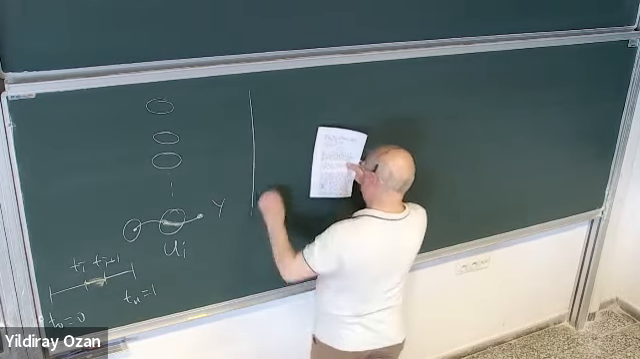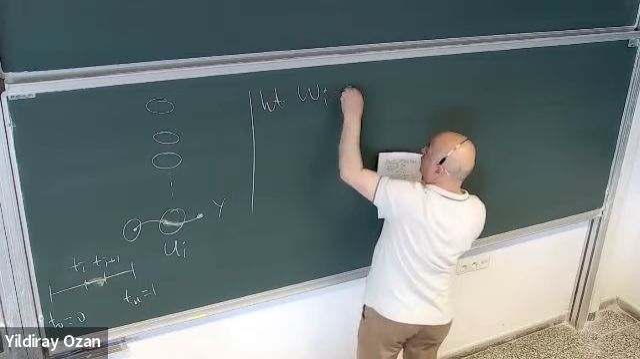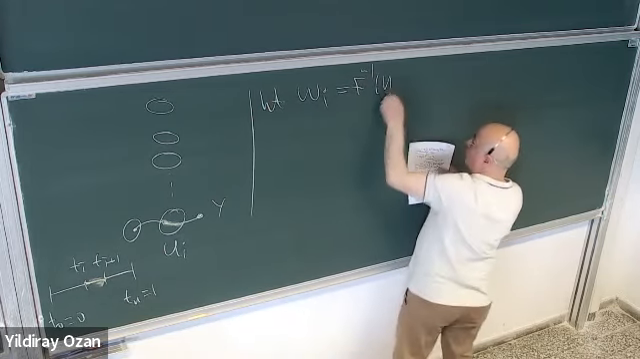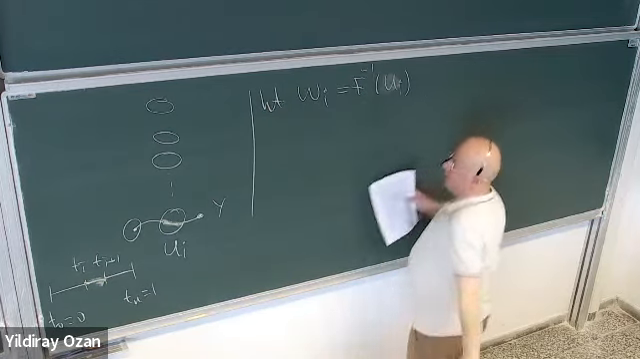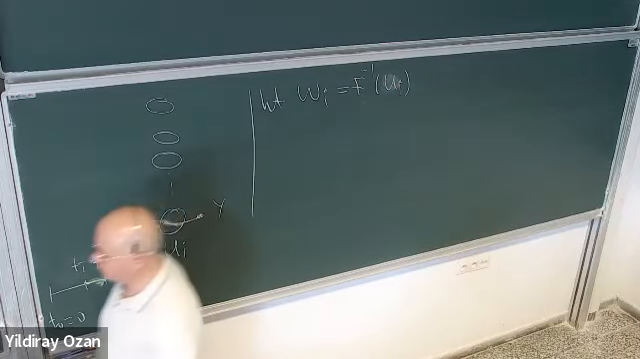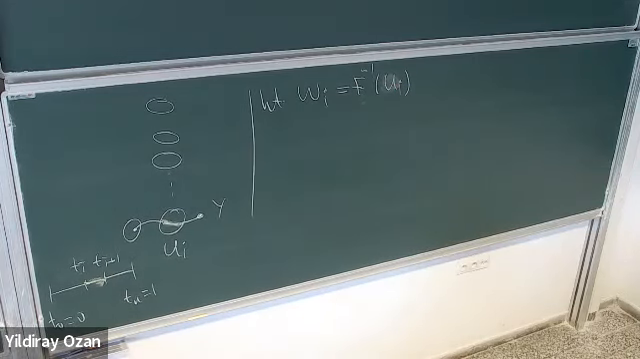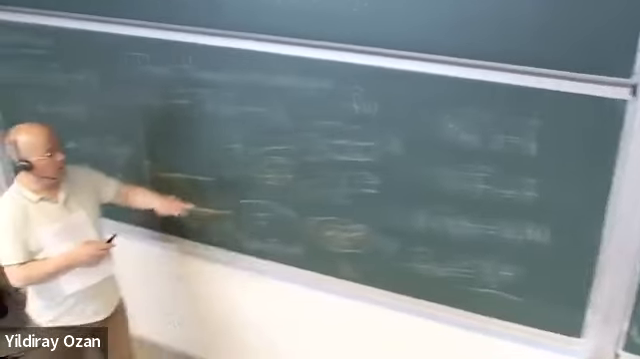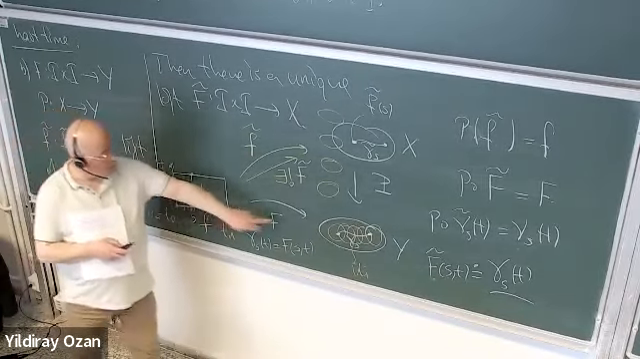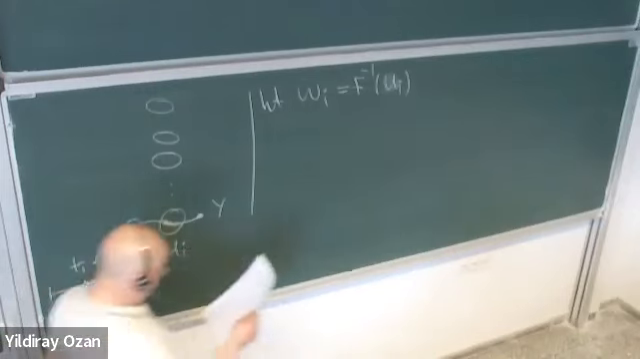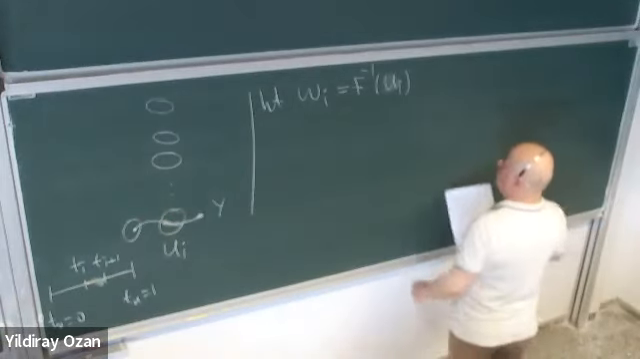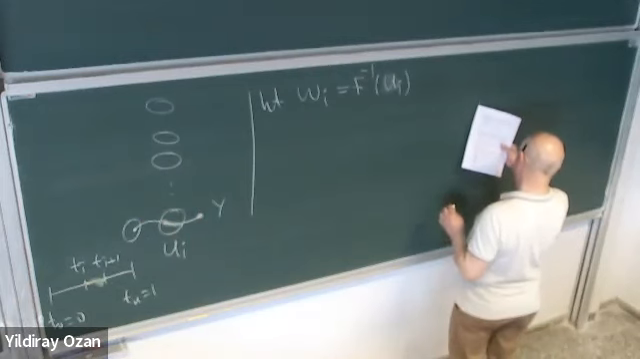Let W_i be the inverse image of U_i under F. So F is this function. I take the inverse image of this U_i under F.